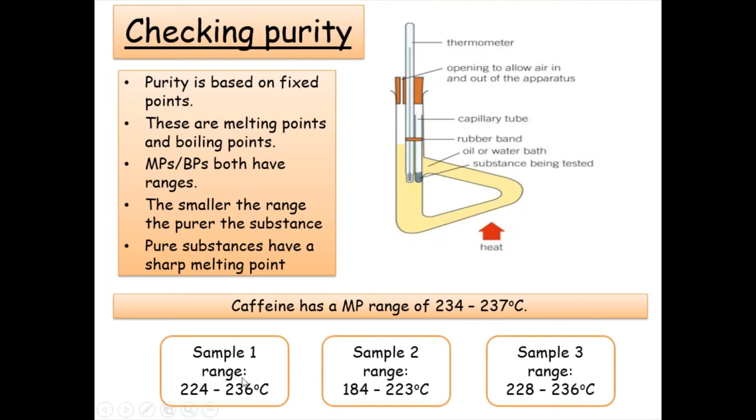If we look at these three samples of caffeine, we can work out which one is the purest. The range for the first one is 12 degrees Celsius. The range for the second one is 39 degrees Celsius. And the range for the third sample is 8 degrees Celsius. So the purest of the three is the one with the smallest range, so therefore it's sample 3. The most impure one is sample 2.